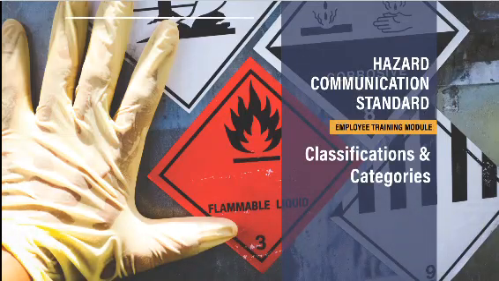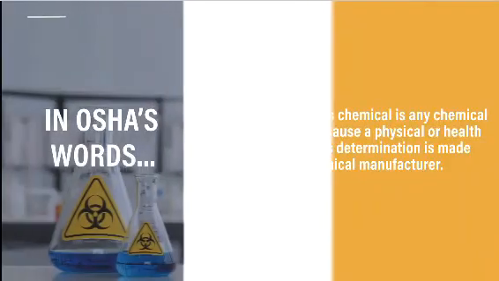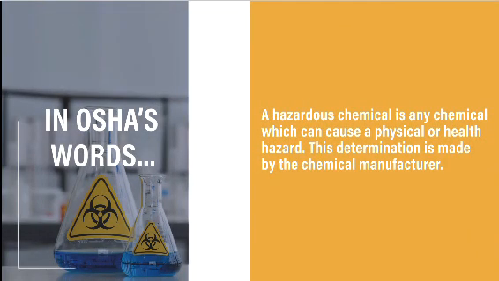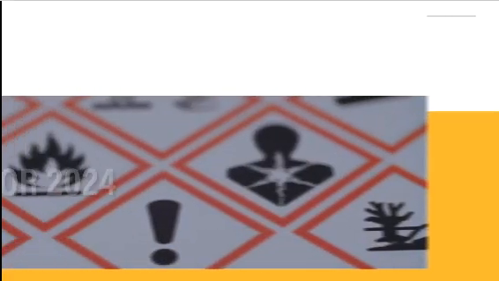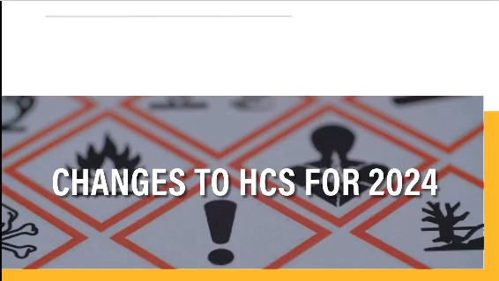Classifications and categories. In OSHA's words, a hazardous chemical is any chemical which can cause a physical or health hazard. This determination is made by the chemical manufacturer. Changes to HCS for 2024.